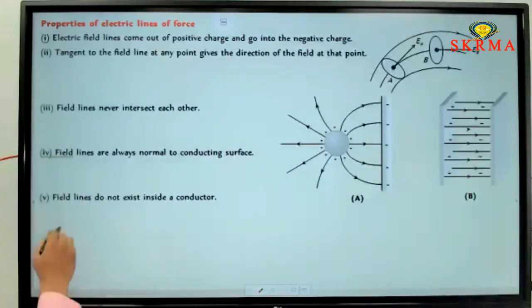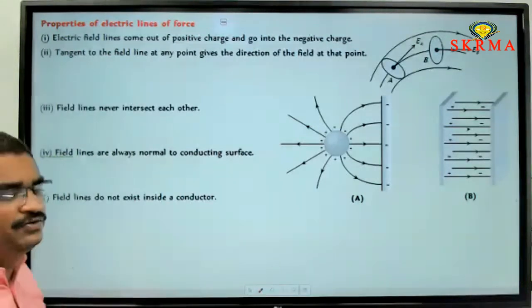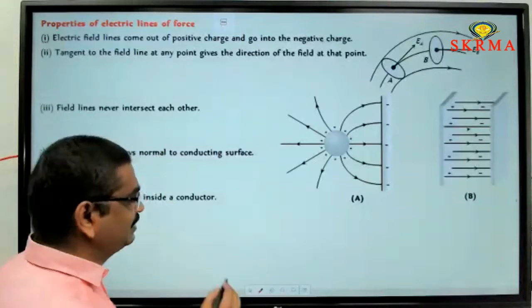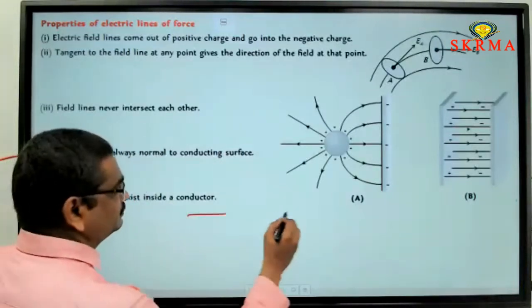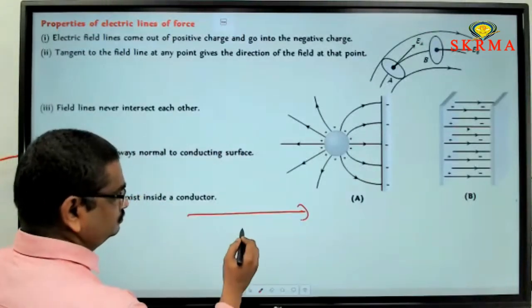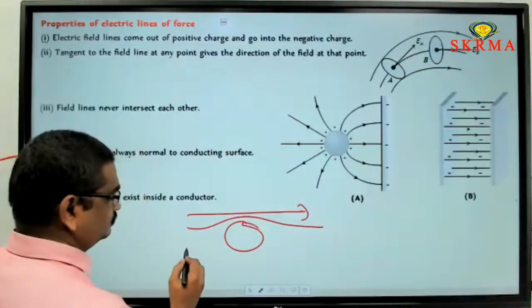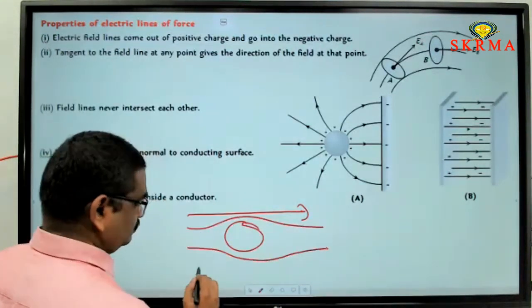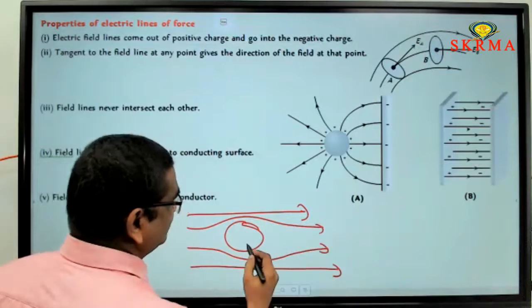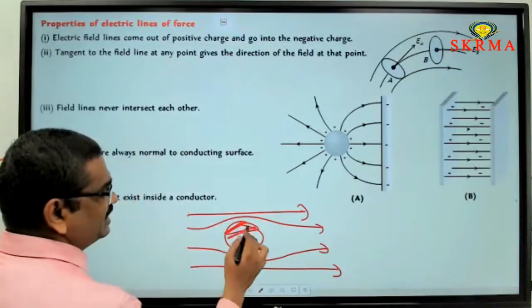Next, field lines do not exist inside a conductor. There is no field line within a conductor. For example, the electric field lines are like this. So this is a sphere.